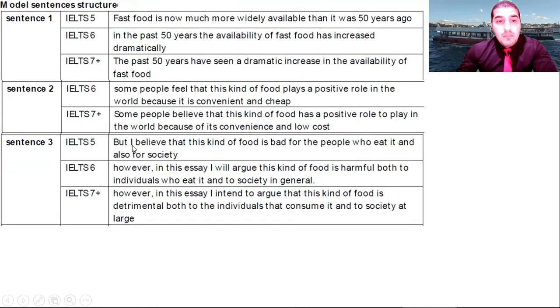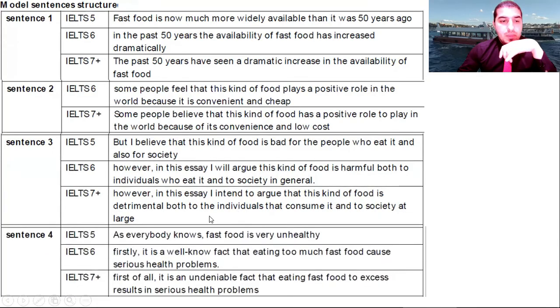IELTS 5: but I believe that this kind of food is bad for the people who eat it and also for society. Acceptable: however, in this essay, I will argue that this kind of food is harmful both to the individuals who eat it and to society in general. Better: however, in this essay, I intend to argue that this kind of food is detrimental, good word, detrimental, both to the individuals that consume it and to society at large.